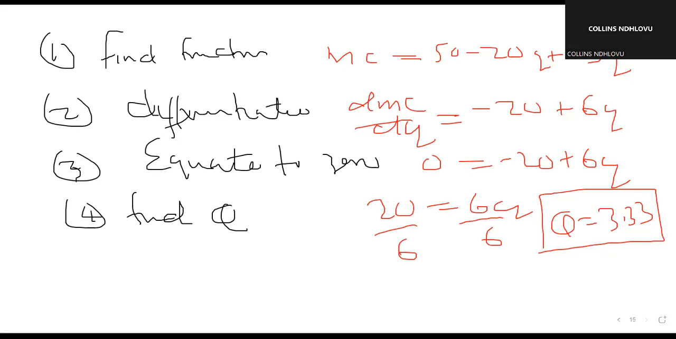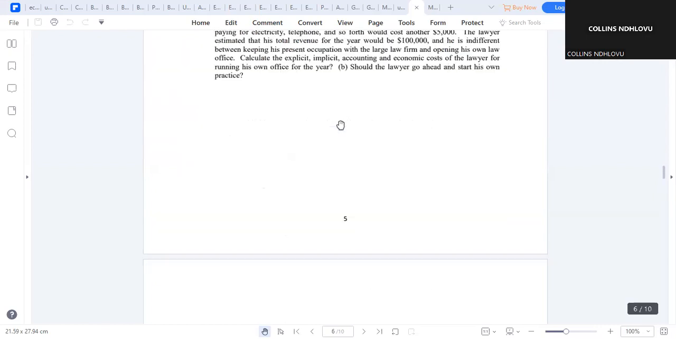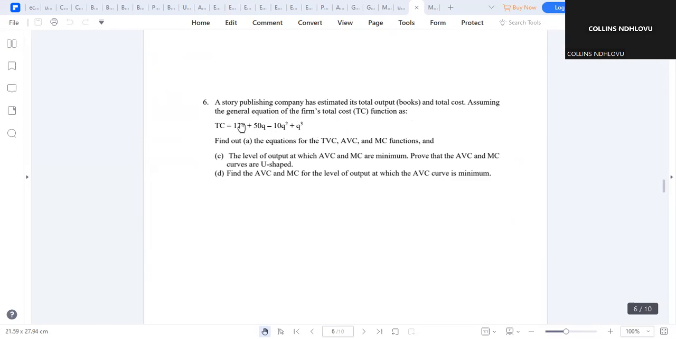Okay. So now we want to learn how the sketch will come out. We've been asked in the question to find AVC to prove that it is U-shaped. So if you're going to draw and put the points, you can use any scale. Using those functions, you discover that it will come out something like this.